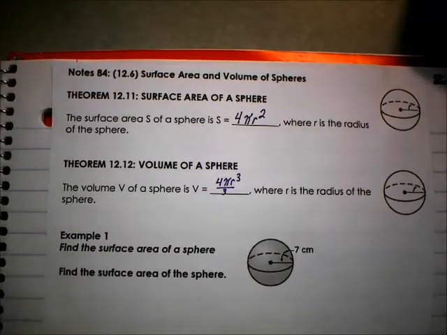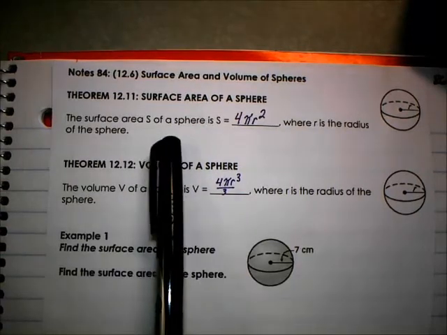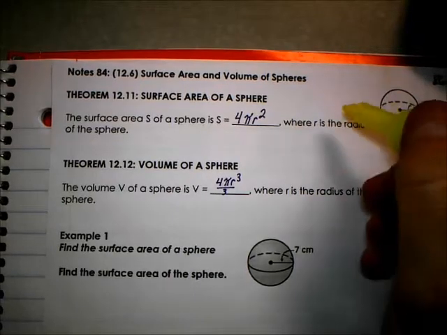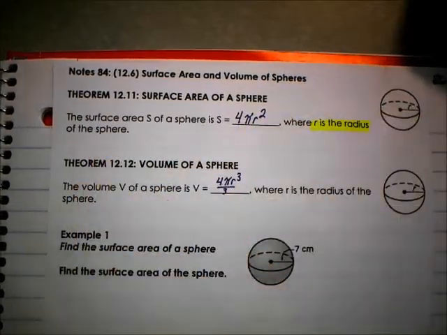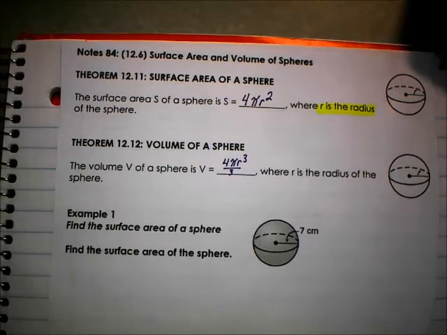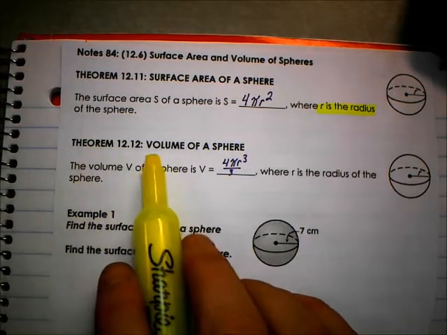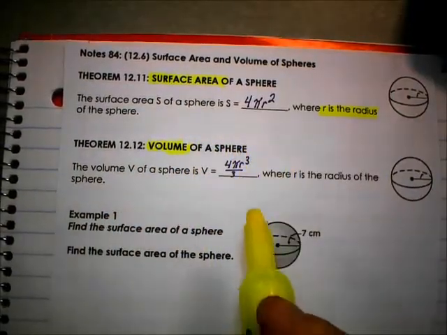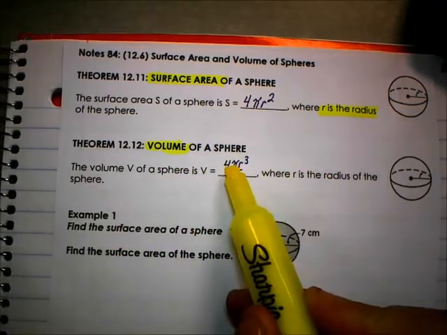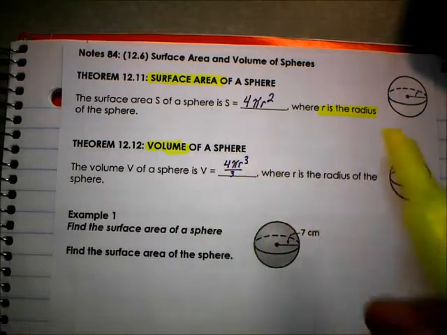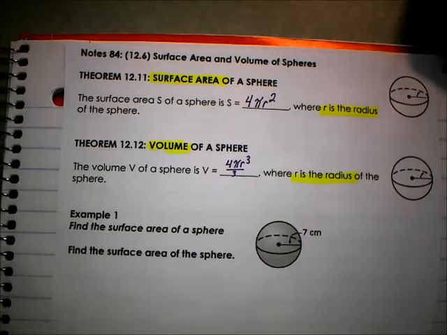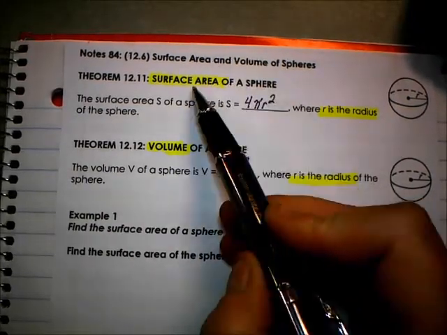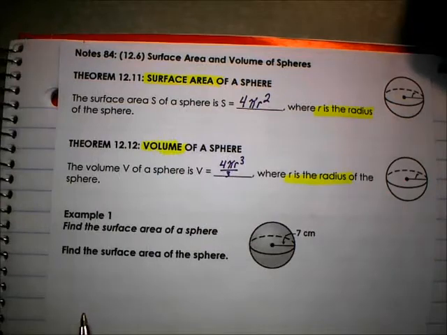Theorem 12.11 says the surface area is 4 pi r squared, where r is going to be the radius of the sphere. And then Theorem 12.12 says the volume. So this one was surface area and this one is volume of a sphere. And the volume is 4 pi r cubed divided by 3, where r is the radius again, so that you can see the two formulas for it. So remember that when it's a square, it's surface area, and cube is the volume. So that'll help you remember which one's which.